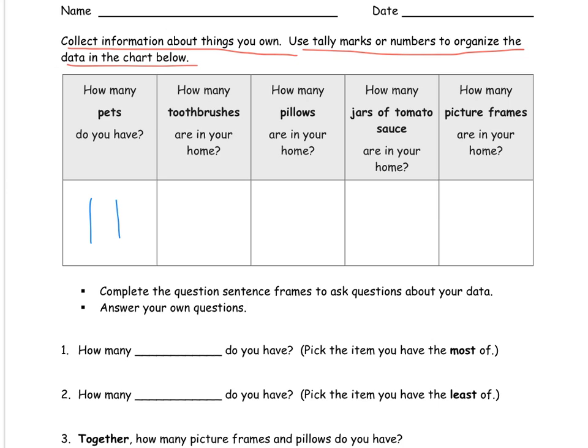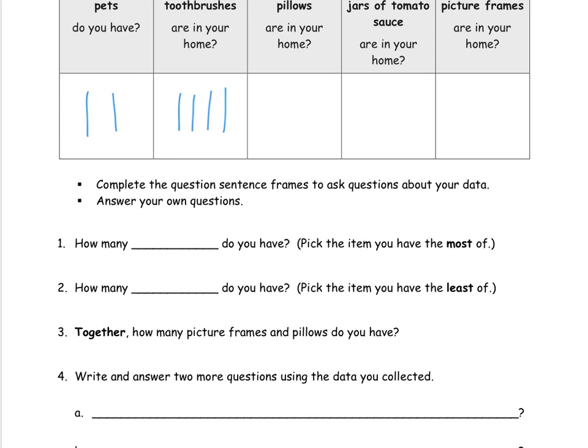Then if I go to toothbrushes, we have 4 of them. So I'm going to put 4 tally marks. So that's what I'll do for the rest of these. And then down below, you're going to answer questions on it. So how many blank do you have? You are going to pick the item that you have the most of.